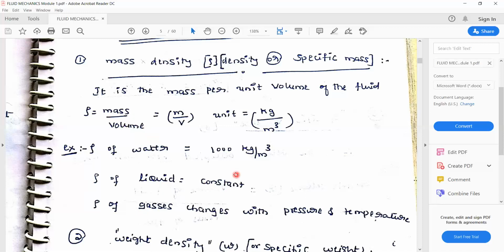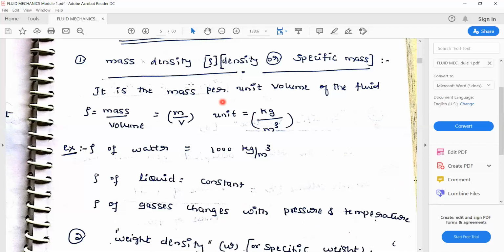Density of liquids is always constant. If you want to compress, you can change it only a very little amount. Because of that, we say density of liquid is constant. Density of gases changes with pressure and temperature. That means if you want to compress gases, you can compress, but the pressure will increase. Because of that, we say density of gases changes with pressure and temperature.